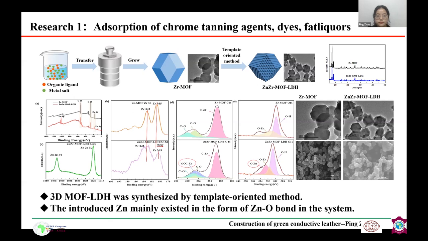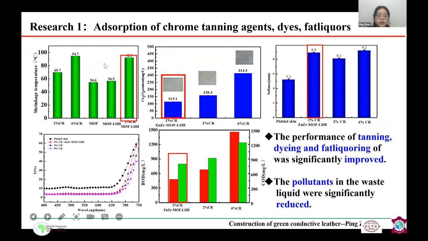Then we applied these materials, with only 2% chrome tanning agent, into the tanning process. We found that it is not only conducive to the tanning properties, but also improved the absorption of dyes and fat liquors.